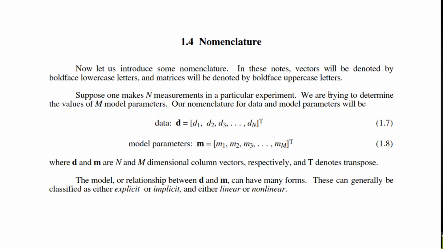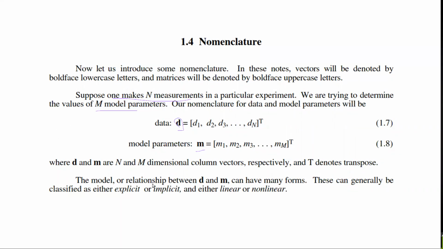So now we look at some nomenclature associated with inverse problems. Let's say we make some n measurements of data. These measurements, our observations, go into what we call the data vector D. And we are interested in estimating some m model parameters. Then these model parameters we'll put into some other vector M, which we call the model parameter vector.